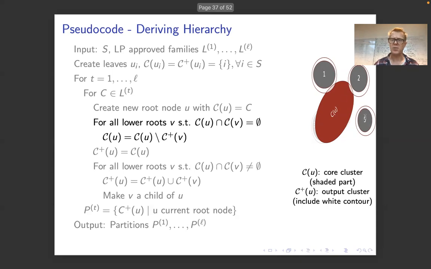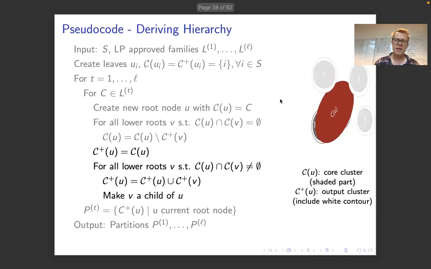So 5 didn't affect us at all, but 1 or 2, we had this case where we did not include the core, but we did include some of the output cluster, and we lose that part. Okay, this is now our core cluster, and we start saying that's also our output cluster, but we're going to possibly expand the output cluster. And what we do is we take all the lower roots that intersect us, those we didn't take before, and we add their output cluster to us to get our output cluster. So we make them our children, and we include the output cluster like this.